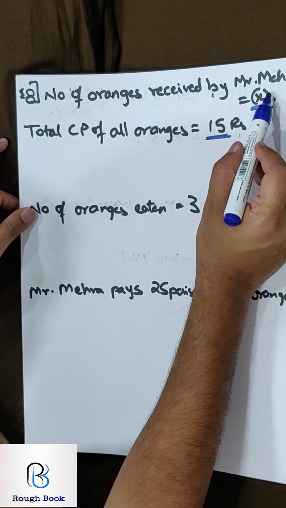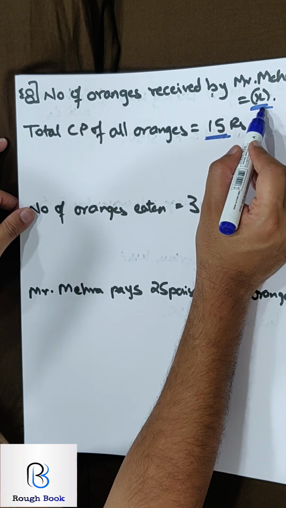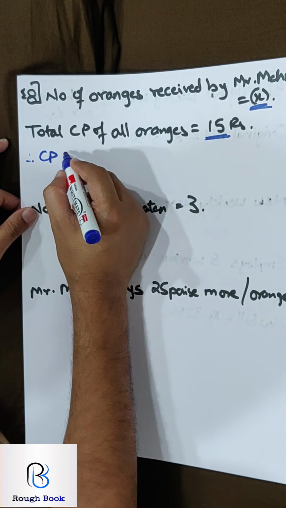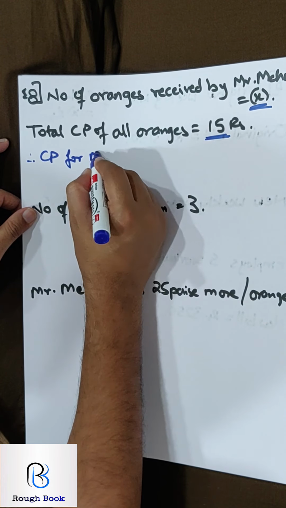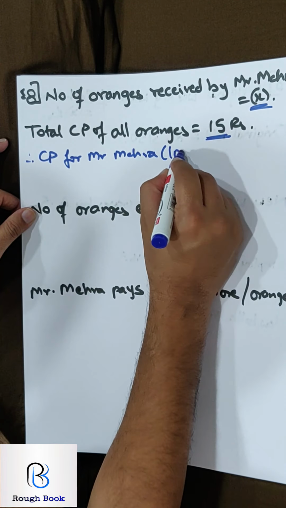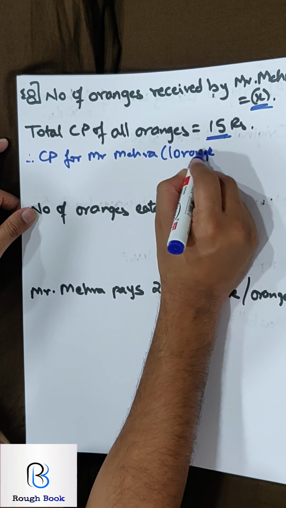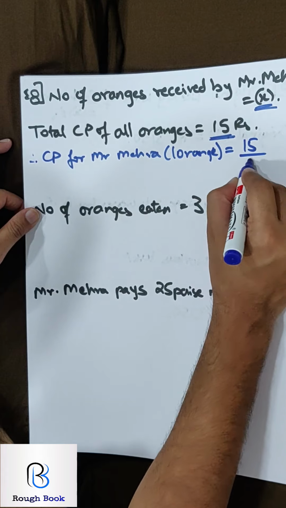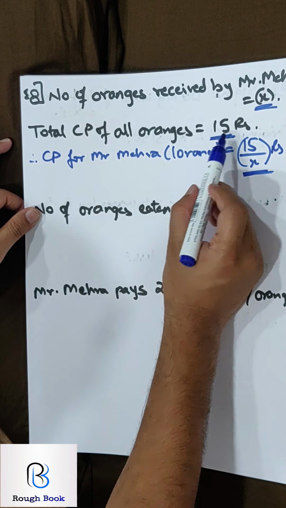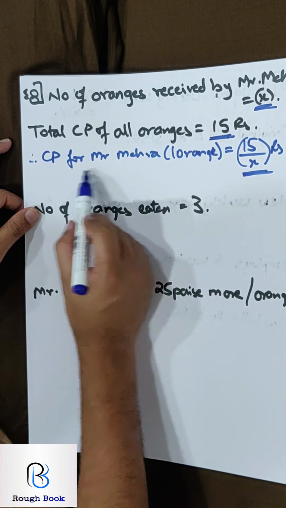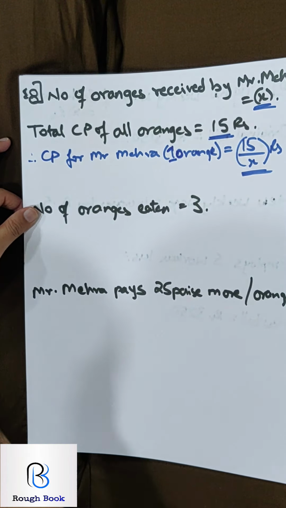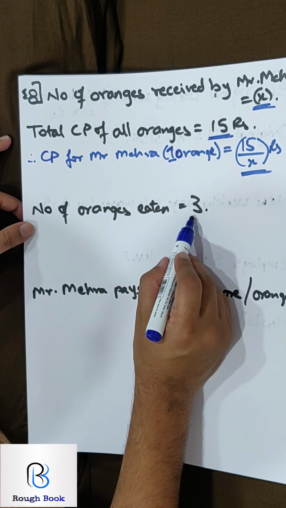So the number of oranges received by Mr. Mehra is x and the total cost is 15. Therefore the cost price for Mr. Mehra, now this is for one orange, okay? So one orange's cost price for Mr. Mehra is 15 rupees divided by x. Are you getting this? Because he paid 15, he got x oranges. So when I divide, I get the cost of one orange.